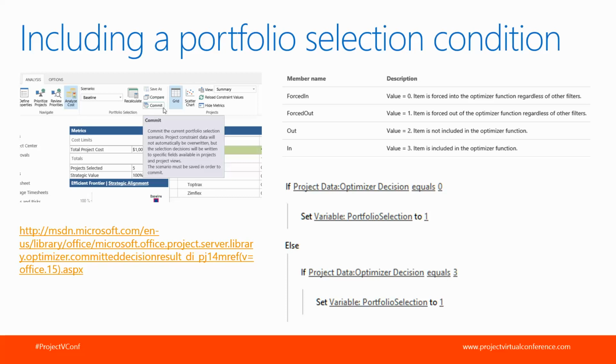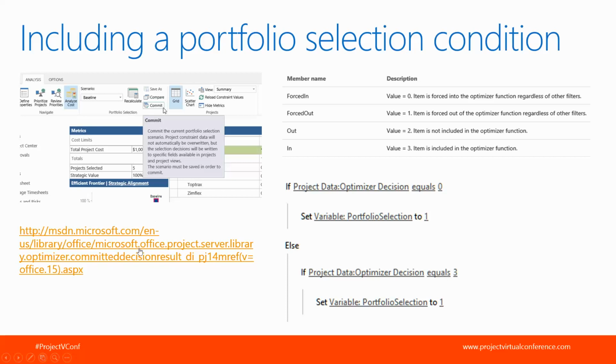Okay, I believe we're on our 8th tip now. Something you might want to include in advanced portfolio lifecycle workflows is the ability to move forward in the workflow based on portfolio selection. So if you're using the portfolio analysis feature, you know that you can come through, analyze, for example, projects based on a cost or resource constraint. The example I'm showing here is based on a cost constraint.